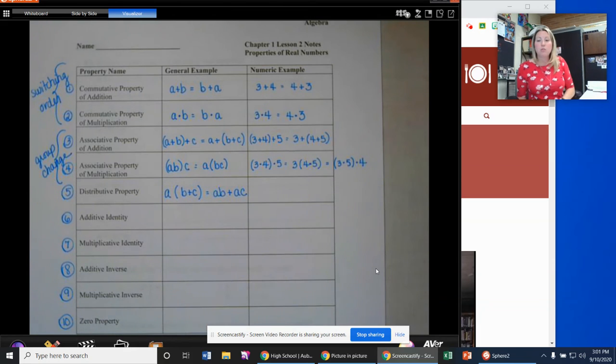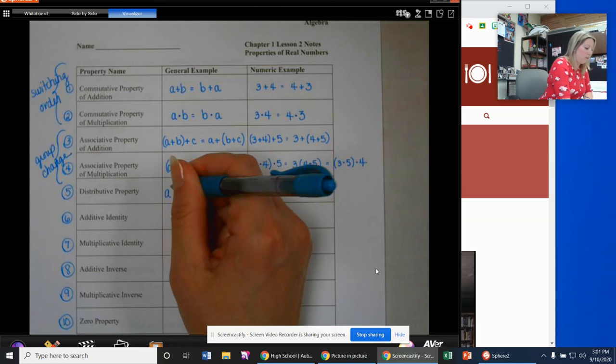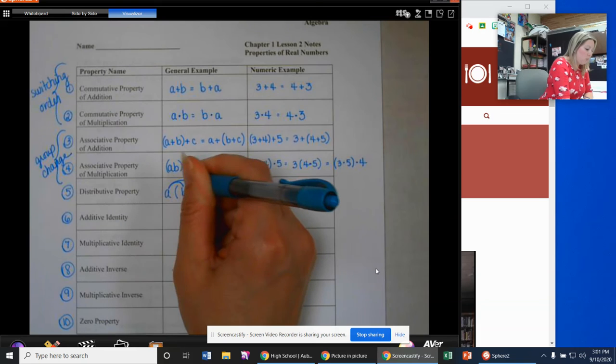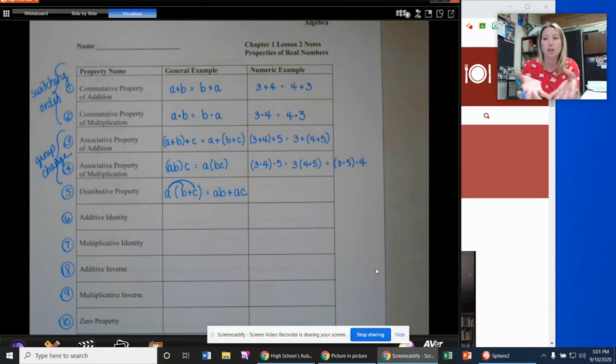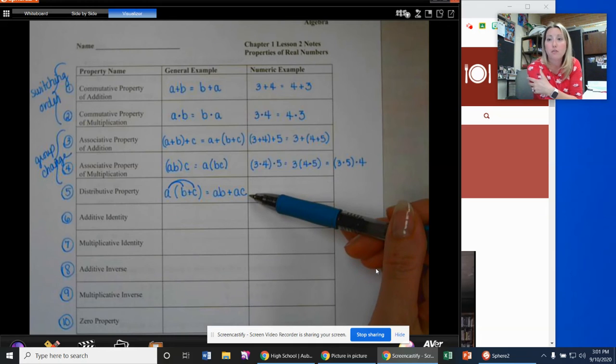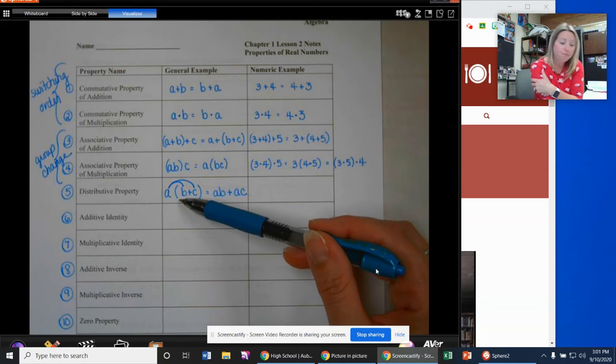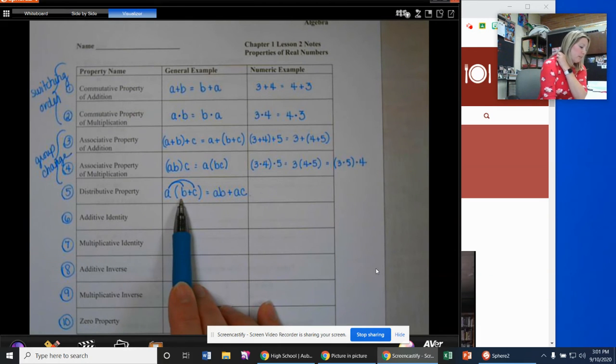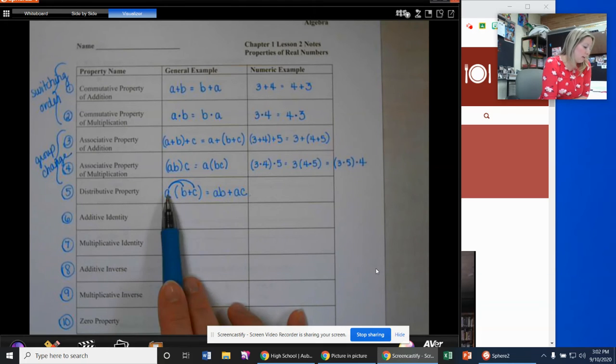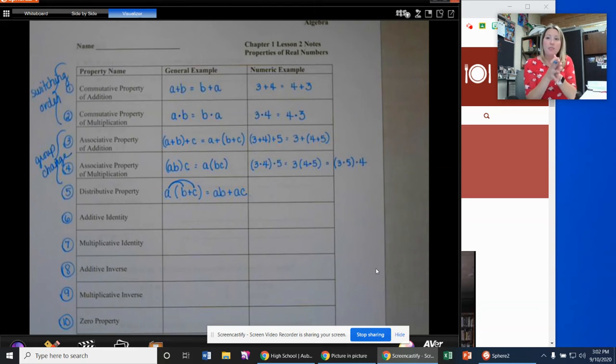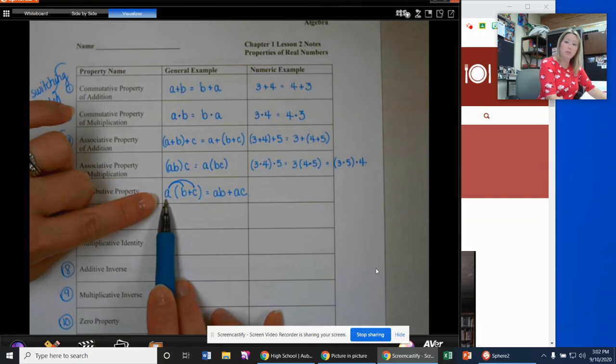A lot of times what we do with this is that little rainbow look, right? We're distributing, or giving, the A to both the B and the C by multiplication. This is going to be really helpful when we start solving equations later on. So the distributive property says that I can multiply A times B, and I can multiply A times C and then add their results, and I get the same answer as had I added these first and then multiplied.